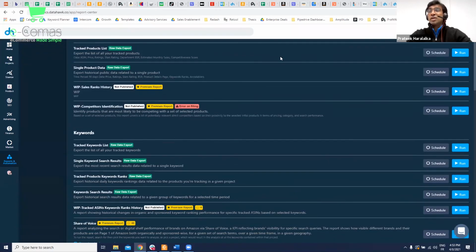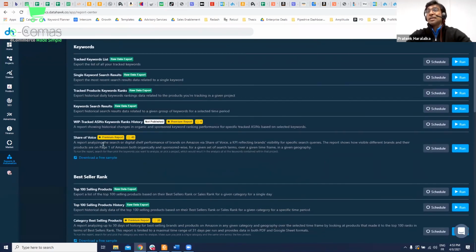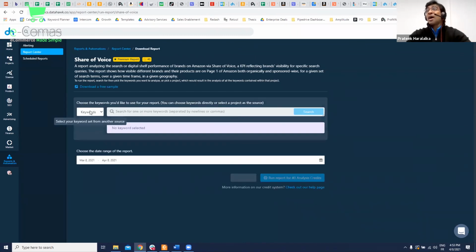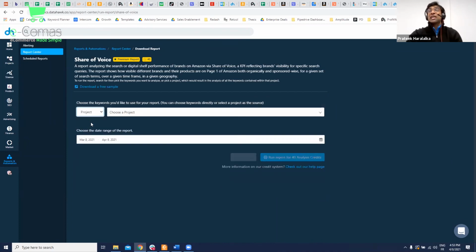You scroll down to keywords. You've got your share of voice here, right? You can hit run or you can hit schedule. If you schedule it, you'll get the report at your chosen frequency, be it every Monday or whatever chosen frequency, or you can run it. If you run it, you're required to tell the system which keywords, specific keywords, or a project. If you go with a project, by default, all of the keywords within that project get selected to run the SOV on, right? And then you select your time frame and then you hit run.